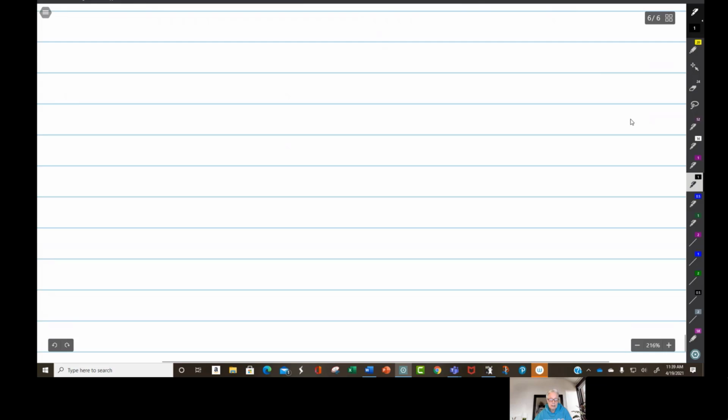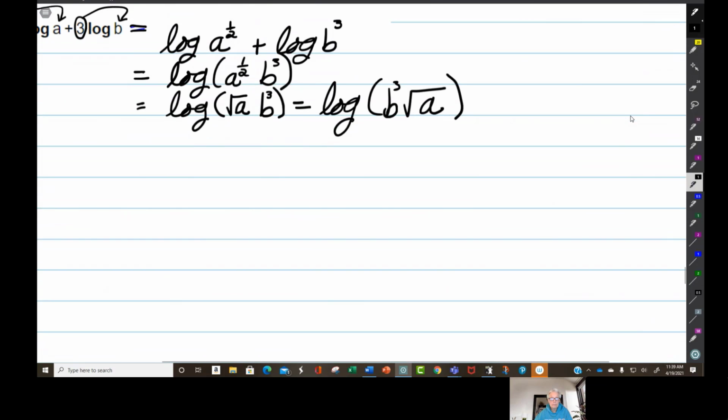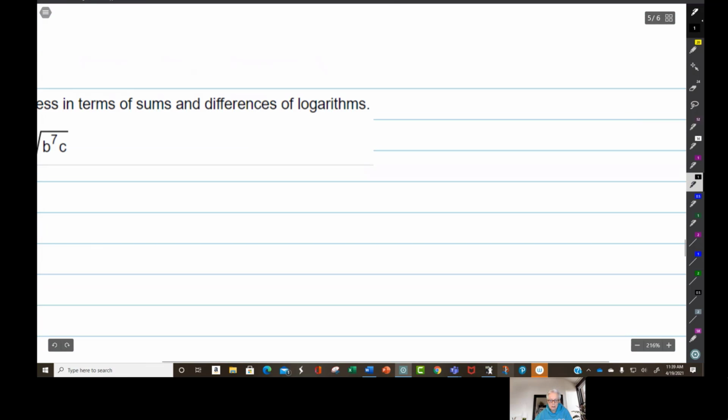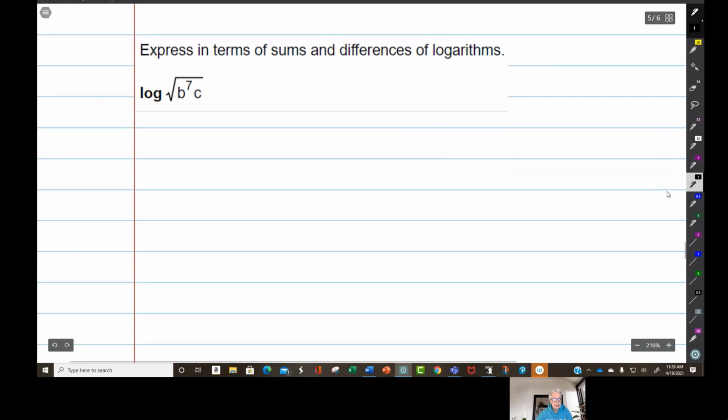Okay, anything else? All right, we've got one more to do and we can have all your homework done. This one. There you go, you have log. Remember, that's a square root. It's 1/2 power. This is going to be, all right, express in terms of sums and differences.